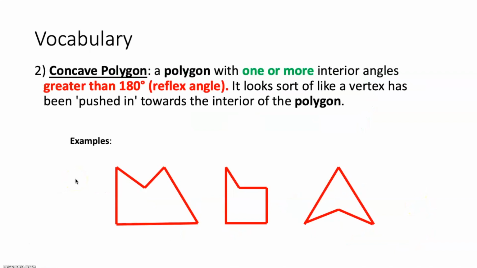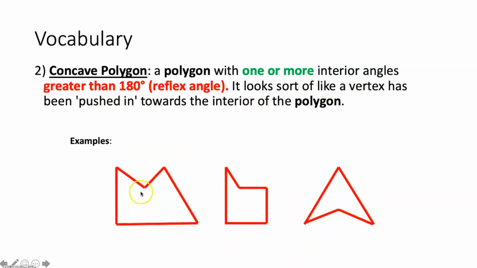The next vocabulary term is a concave polygon. So there's two types of polygons. The first one is concave, and that's a polygon with one or more interior angles greater than 180 degrees, also called a reflex angle. It sort of looks like a vertex has been pushed in towards the interior of a polygon. So here you can see we have three different polygons, and these are all polygons.